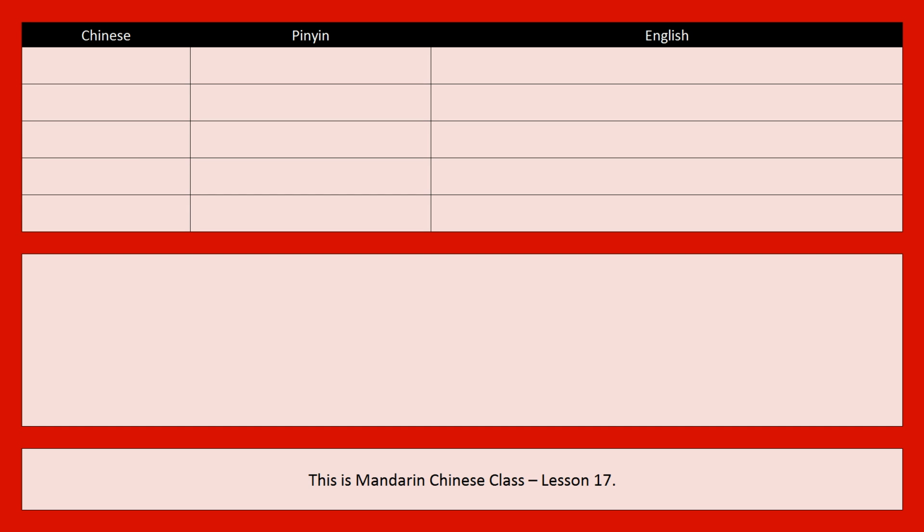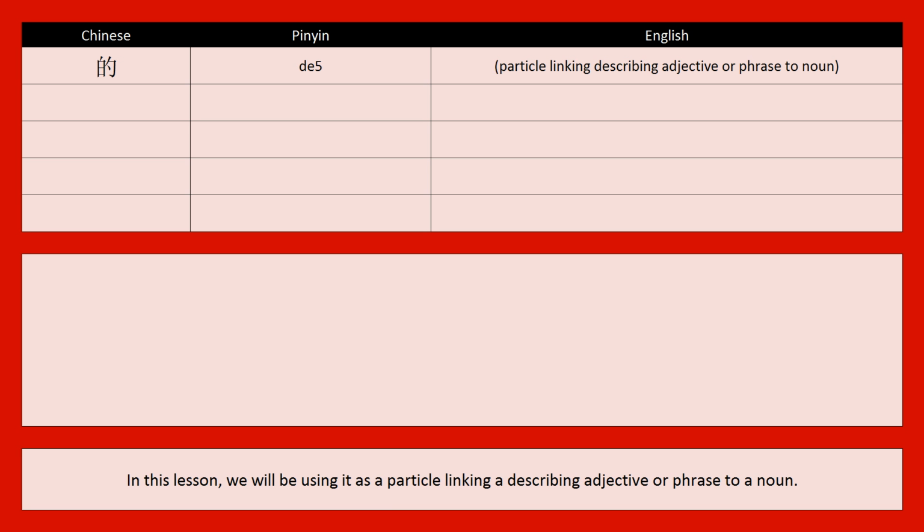This is Mandarin Chinese class, lesson 17. Our first word is 的. We already learnt this word in lesson 5. We learnt that it is a possessive particle. In this lesson, we will be using it as a particle linking a describing adjective or phrase to a noun.